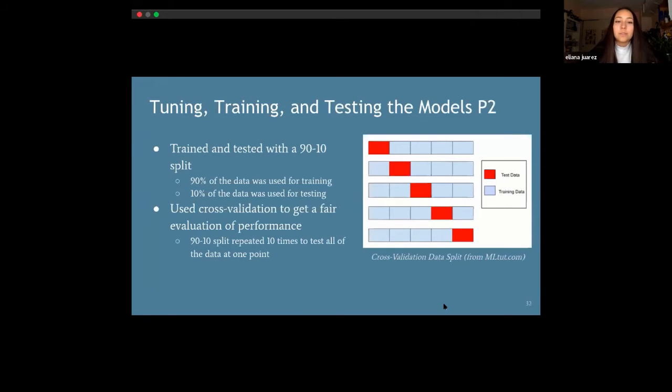For the actual training and testing, we trained and tested using a 90-10 split. This means that 90% of the data was used for training the models and 10% was used for testing. And we also used cross-validation to get a fair evaluation of performance, which means that we repeated this 90-10 split a total of 10 times in order to test 100% of the data at some point, not just one small 10%.